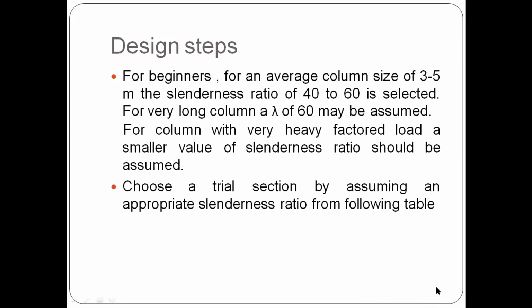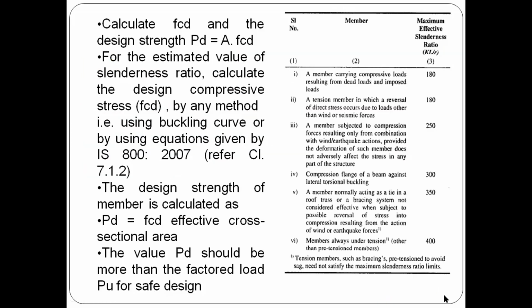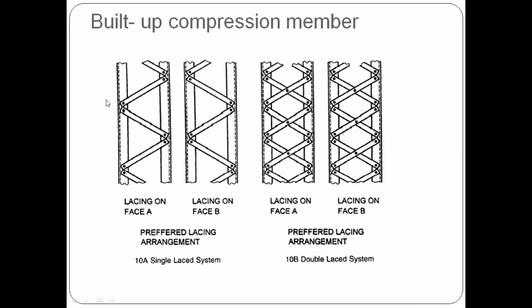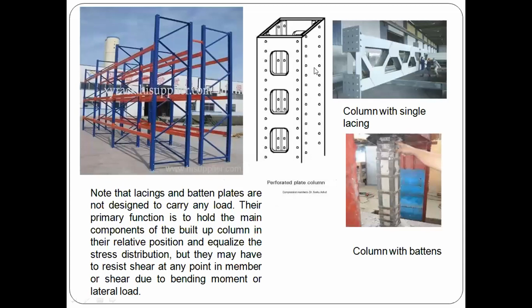A few problems and a few tables are also given. You can go through this presentation immediately after completion of this class. I will share the presentation, and you can see the different types of built up columns available, like laced columns, struts with batten plates, battened struts, and members with perforated cover plates. Let me show you the pictures. These are called built up compression members, where a column is laced like this, which is called single lacing, and where the column is laced like this, which is called double lacing. And there is lacing along with a batten plate. These are practical pictures of a column subjected to lacing and batten.